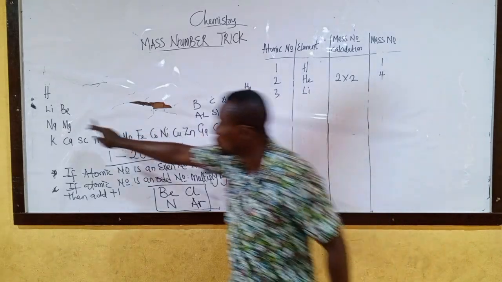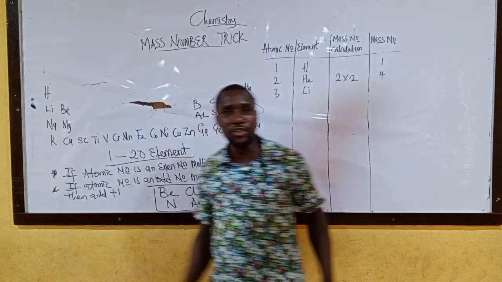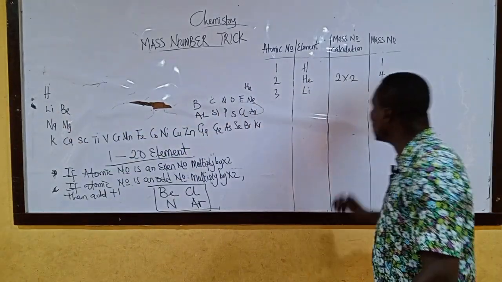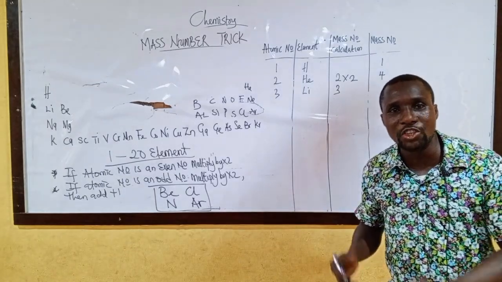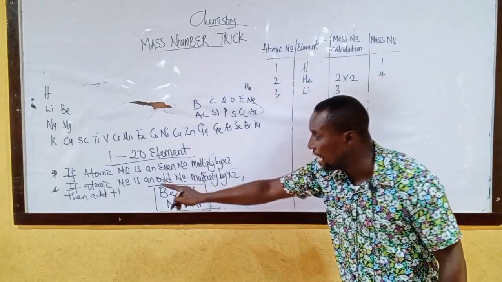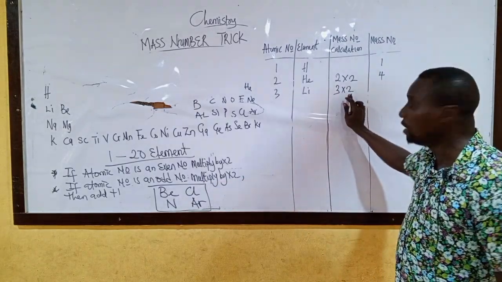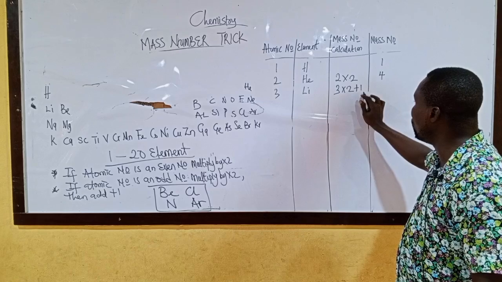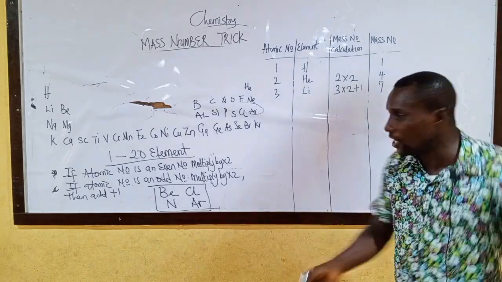Atomic number 3. That is lithium. Lithium has atomic number 3: 1, 2, 3. And 3 is what? An odd number. What did I say about odd numbers? Multiply by 2, then add 1. 3 times 2 is 6. Add 1, making 7. Now the mass number of lithium is 7.